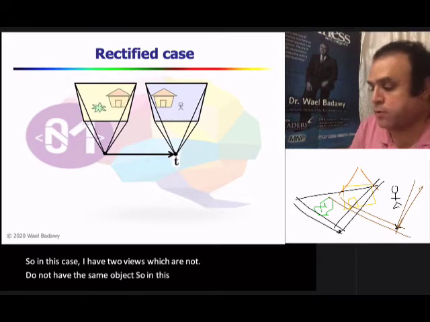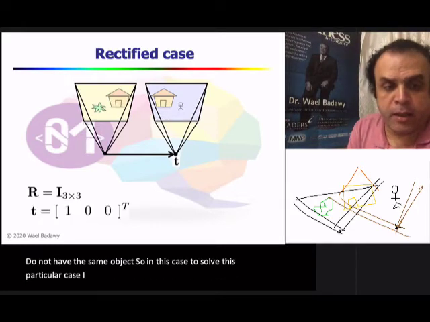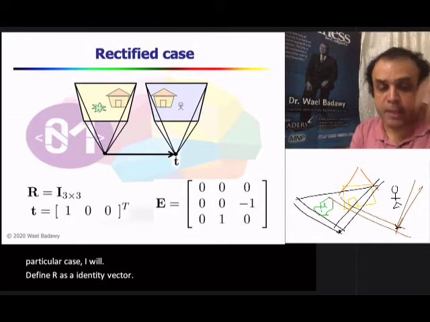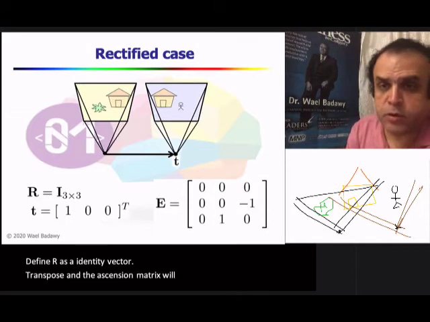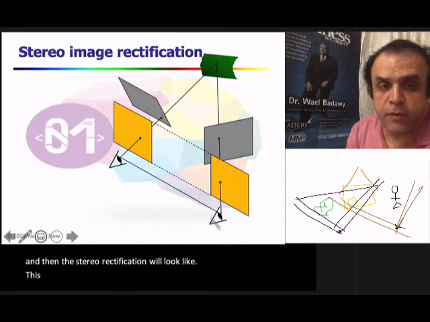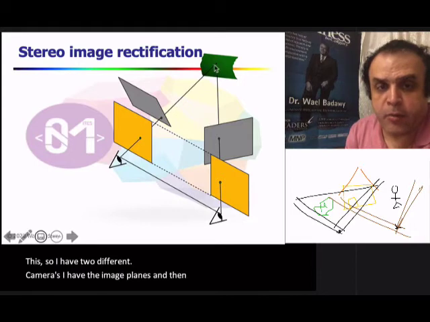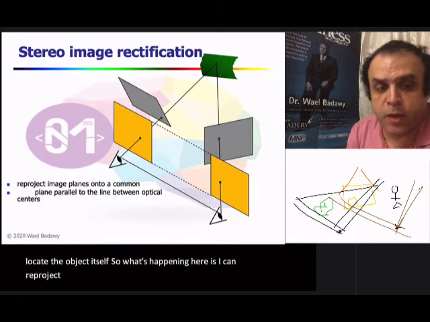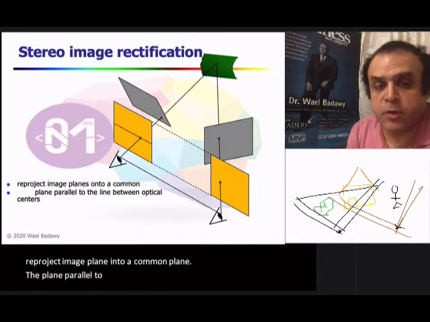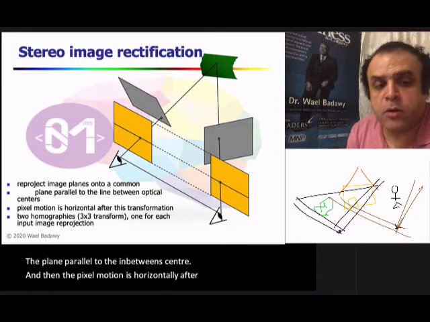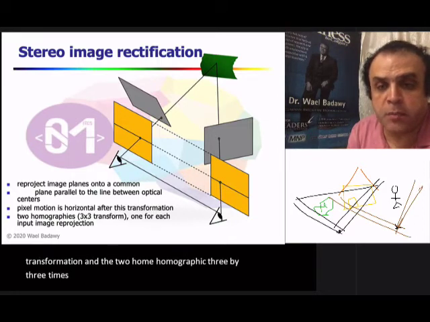To solve this particular case, I will define R as the identity matrix, and the essential matrix will be defined in this way, and then the stereo rectification will look like this. I have two different cameras with their image planes, and then I locate the object itself. What's happening here is I can reproject the image planes into a common plane, the plane parallel to the in-between center, and then the pixel motion is horizontal after the transformation, with two homographic 3 by 3 transforms, one for each input image projection.